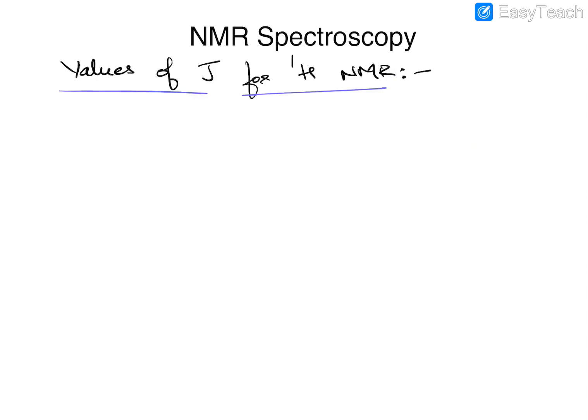Okay, coming to what are the typical values of J observed in an H1 NMR. For H1 NMR, the J values range anywhere between 2 to about 20 Hertz. So you don't see a large difference between the peaklets when it comes to protons coupling with one another. Typically when the coupling is vicinal, you see a value of about 6 to 7 Hertz that is observed for coupling.